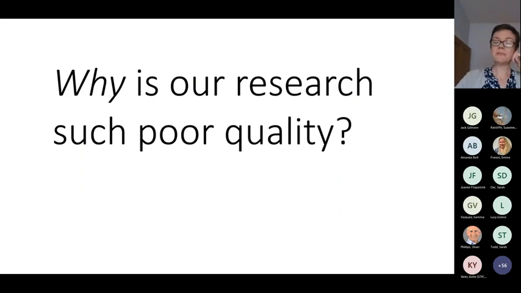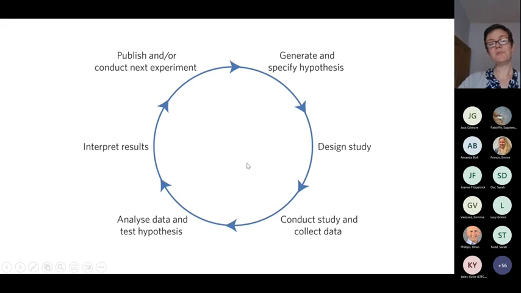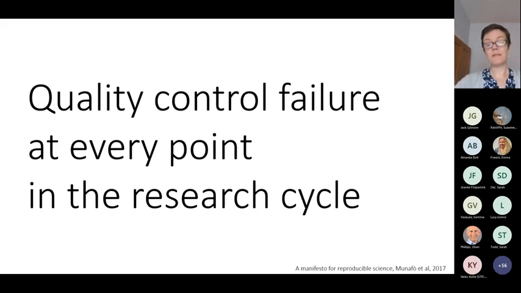So if I had to give a super brief overview, this is whatever you learned in secondary school, the scientific research cycle: you have a scientific question and you formulate it as a hypothesis, design a study, collect some data, do some statistics and test whether your hypothesis is true, interpret the results and publish it. And basically there's very solid evidence that the way we work is sloppy enough at each stage in this cycle that basically every step needs improvement. Quality control failure at every point in the research cycle. And the single go-to reference I recommend for this is a 2017 paper by Marcus Munafo, A Manifesto for Reproducible Science.